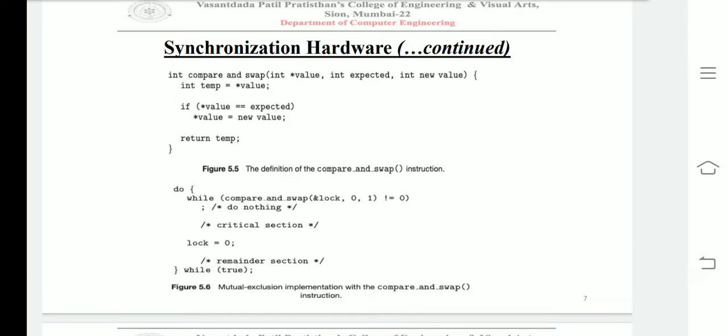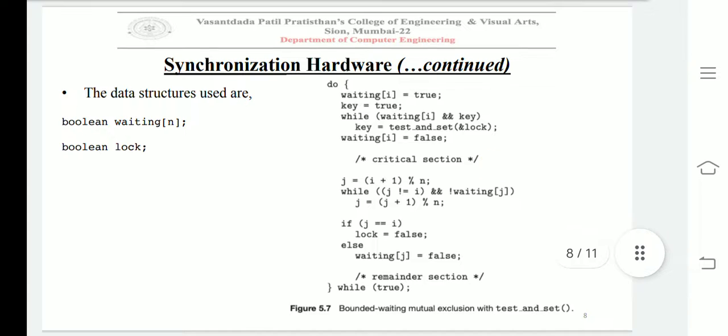The first process that invokes the compare and swap instruction will set lock to 1. Then it will enter the critical section. When a process exits its critical section, it sets the lock back to 0 and thus another process can enter the critical section. This algorithm satisfies the mutual exclusion requirement but not the bounded waiting requirement. So another algorithm is implemented that satisfies all the critical section requirements.